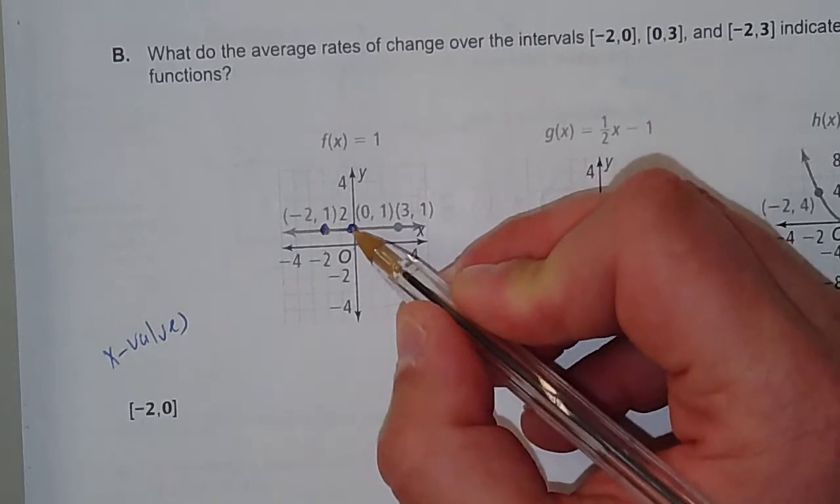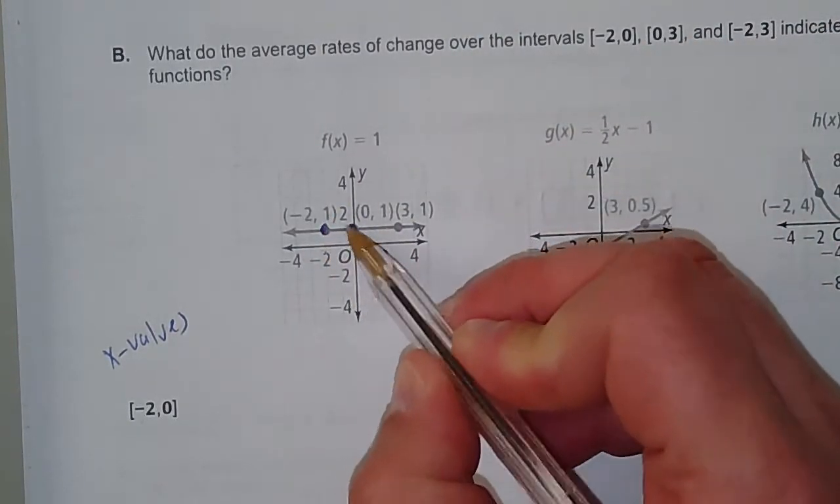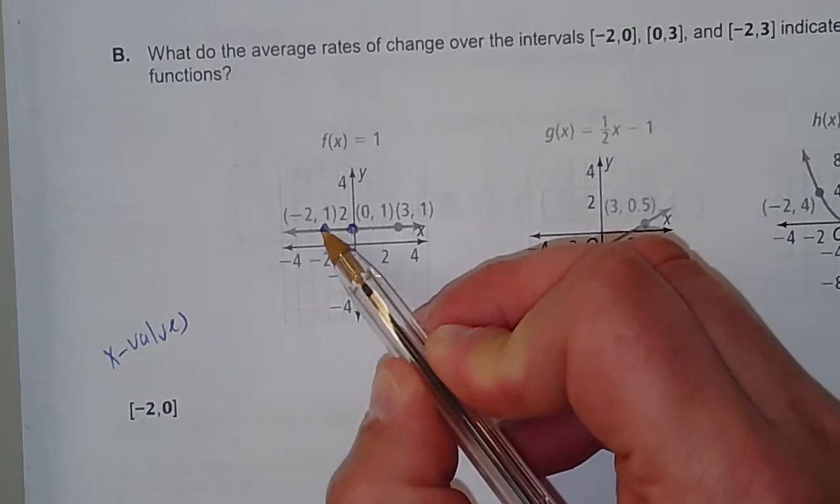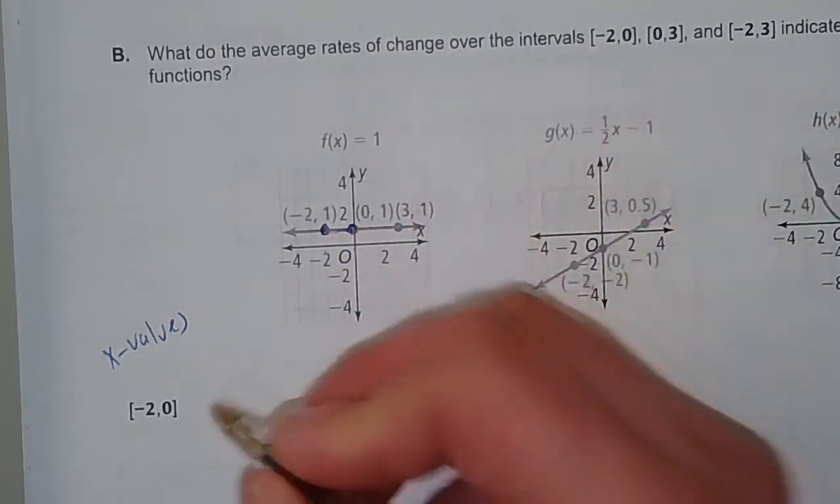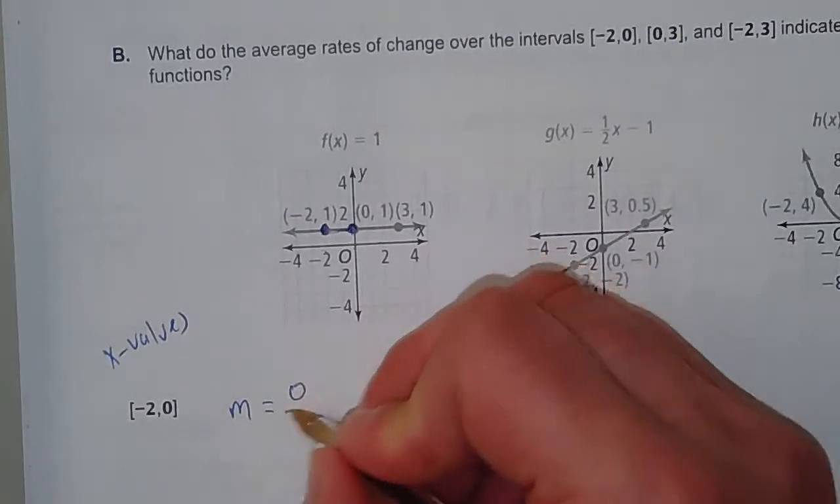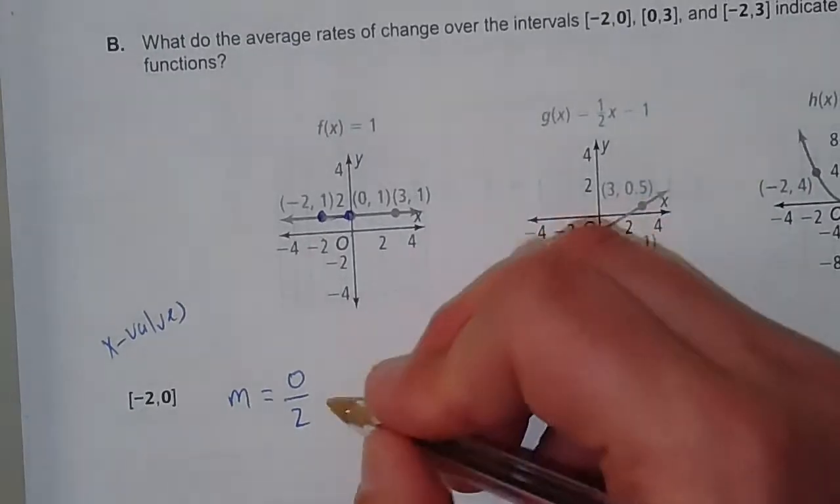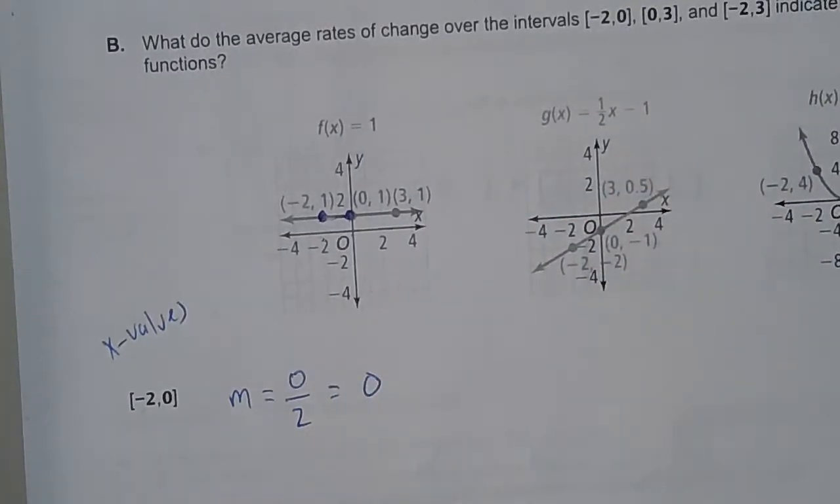If I want to know what's the rate of change there, just think rise over run. As I go from this point to this point, there's no rise. So the rise is 0, and the run in this case is 2. So if you were doing your slope, which we use the letter M for, it'd be a rise of 0 over a run of 2, which is just 0. And that should make sense if you remember how this works. A horizontal line has no slope. It has a slope of 0. It's not rising at all.